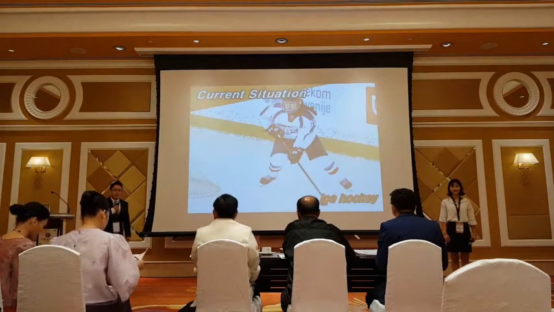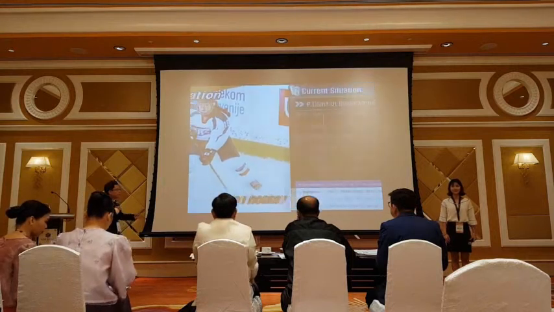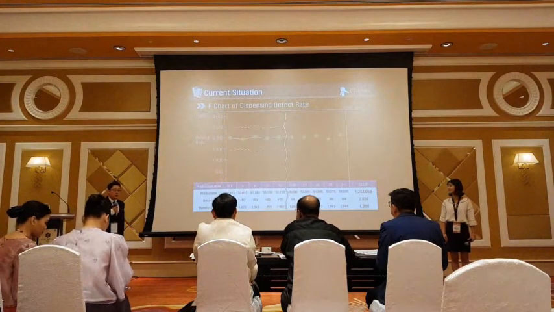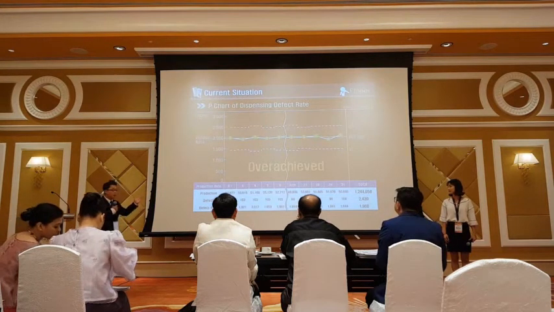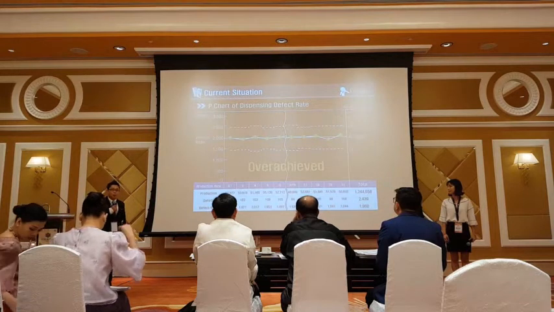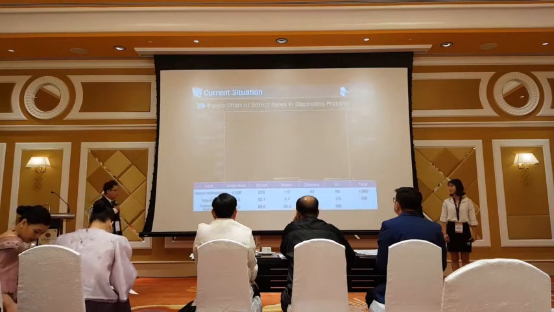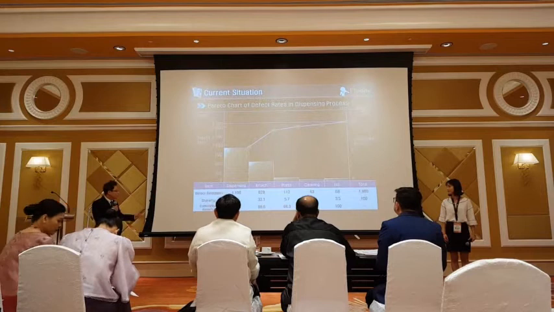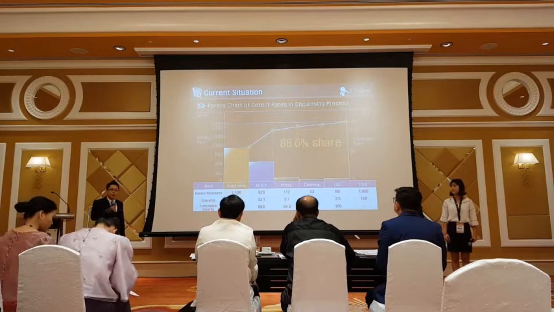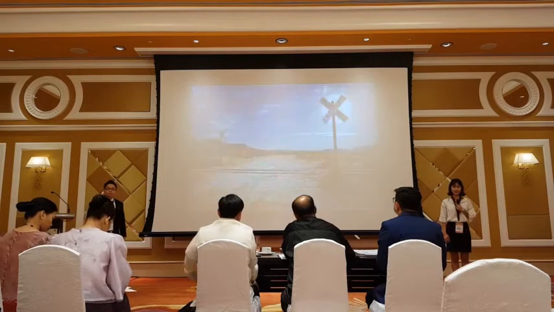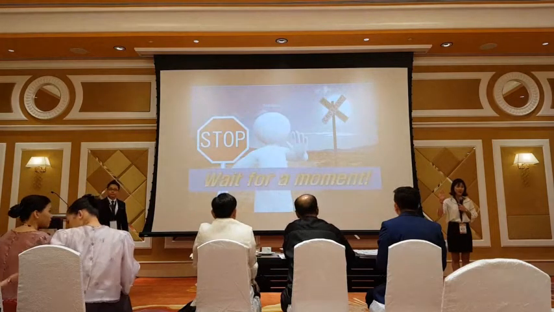Next is figuring out the current situation. After checking the picture of the defect rate, there were no issues. But we needed urgent improvements because the defect rate exceeded the division's initial goal. As a result of analyzing the defect rate, dispensing film and attaching film account for 88.6%. So we chose it as our major management item. Would you please wait for a moment?